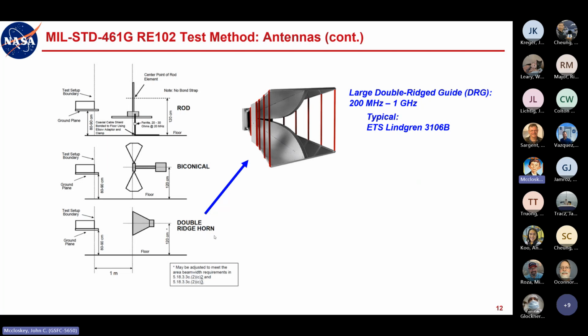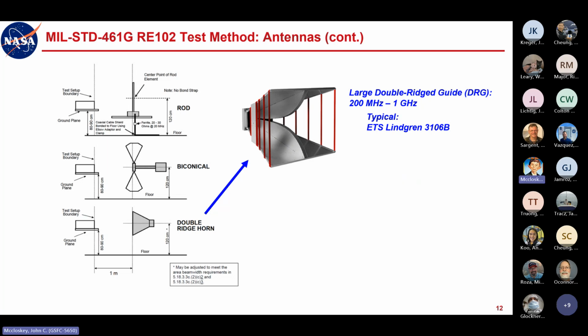Well, there are two different ones to cover different frequency ranges. There's the large double ridge guide horn, or DRG. Sometimes you'll just hear it called DRG, so you'll need to know what that means. So from 200 megahertz to 1 gigahertz, and there's ETS Lindgren again, the 3106B.